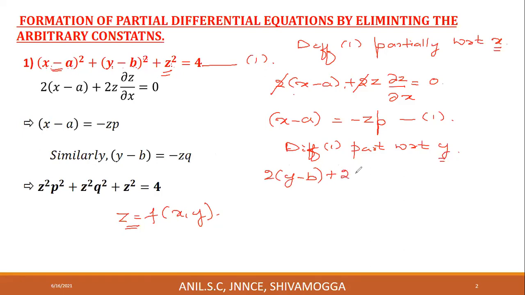Plus what is the derivative of z²? 0? It is not 0. z is a function of y. Therefore its derivative is 2z into the derivative of z, which is ∂z/∂y. This is equal to 4, a constant. Its derivative must be 0. Divide the equation throughout by 2. Let this be equation number 2.